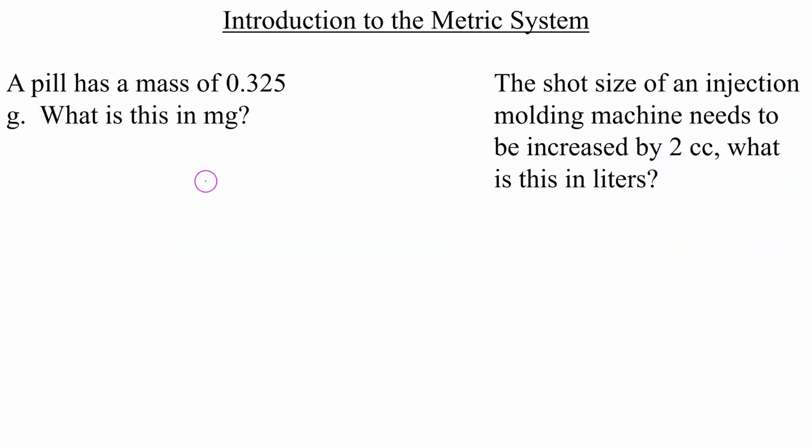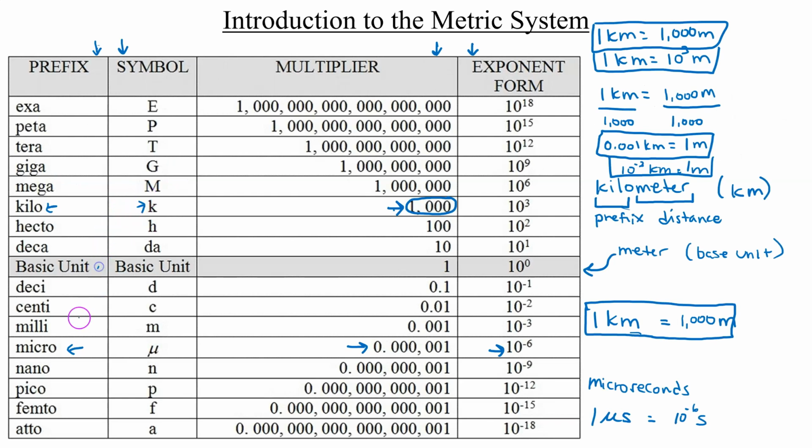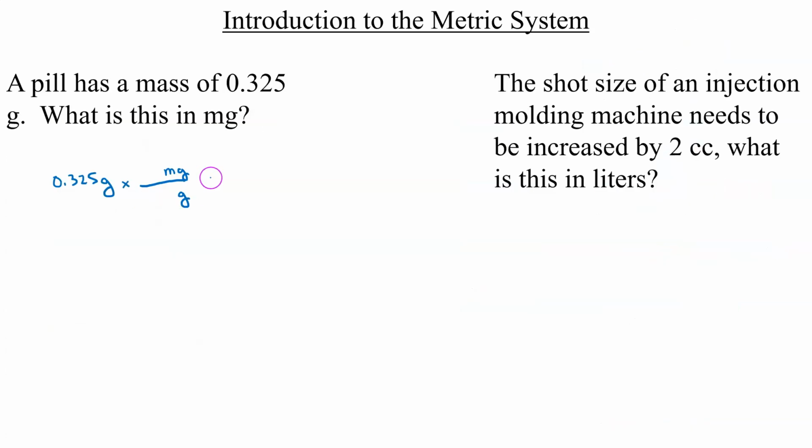All right, let's look at another example. A pill has a mass of 0.325 grams. We want to know, what is this in milligrams? So if you're looking back to the table, you would see that the prefix milli, it is right here, has the number 10 to the negative 3 associated with it. But that is how many of the base units. So that would be how many grams. And it's always per 1 of this other unit. So that's one way to write it.